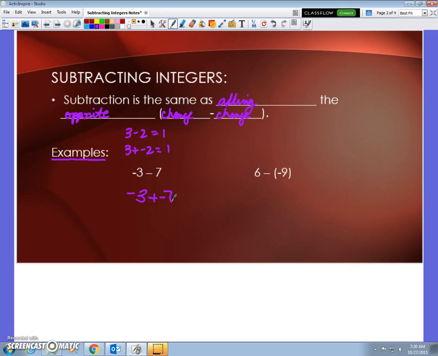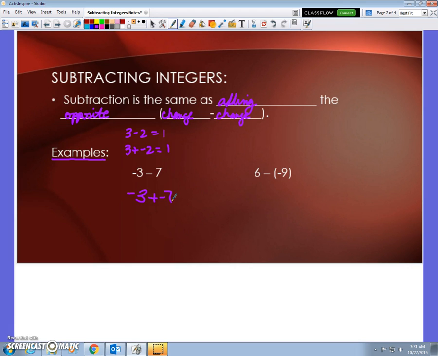And now we have one of those deals where it's same signs, add and keep, difference, that whole thing, right? So negative 3 plus negative 7. That's a better way for us to solve it and a better way for us to subtract because we've been practicing adding negative numbers already.